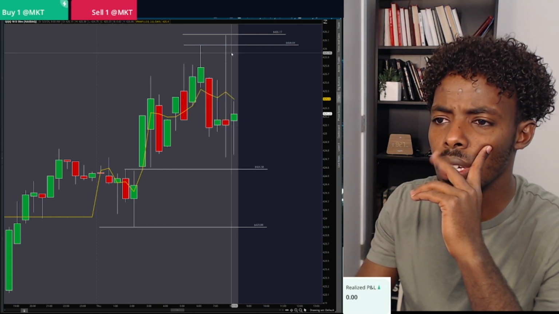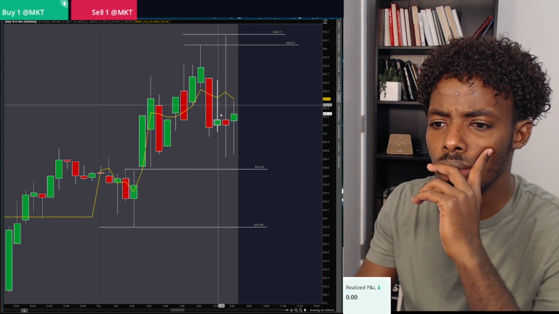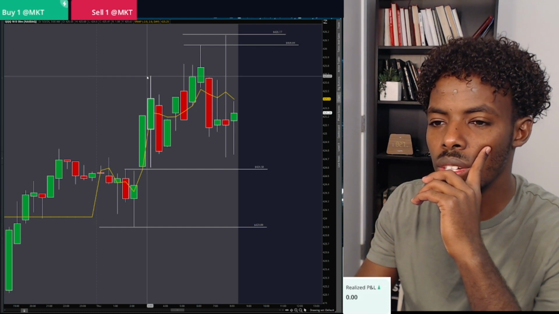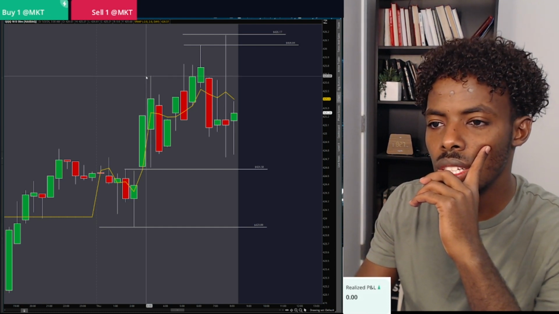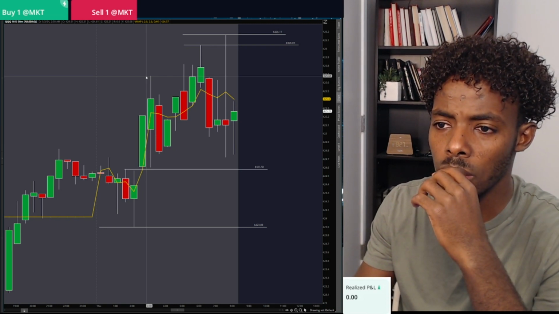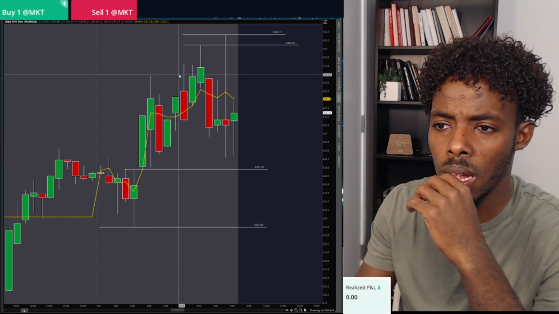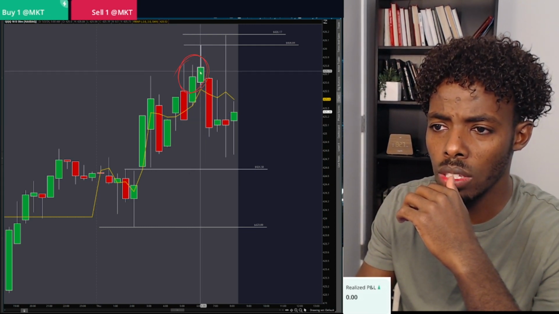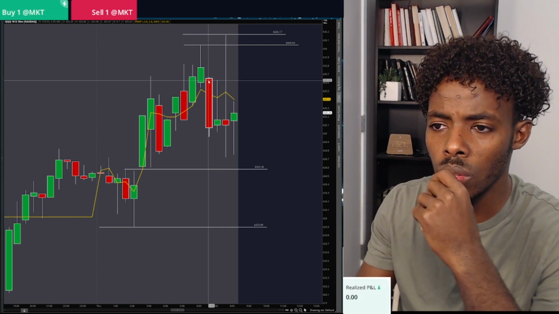Did reverse from here. The ultimate did reverse from here. Okay. I'm not going to use this. No, it's just not respected a lot. You know what I mean? The wicks are all outside of it. The body's closing right outside of it. Like there's no huge respect.